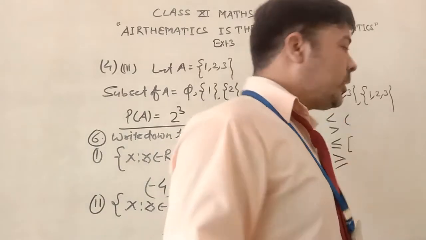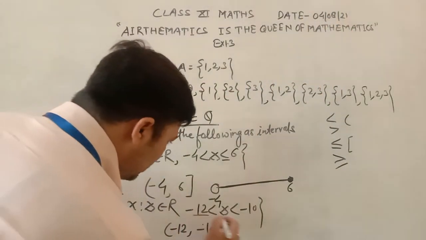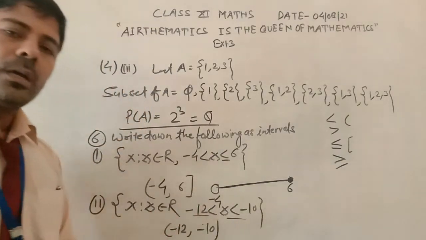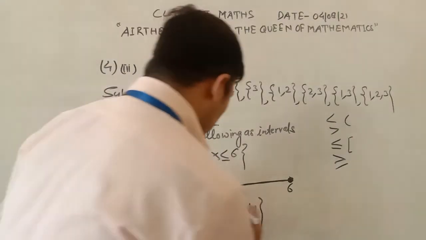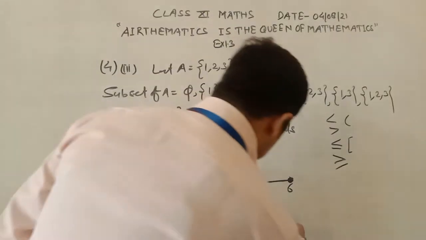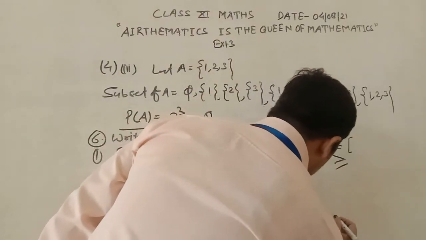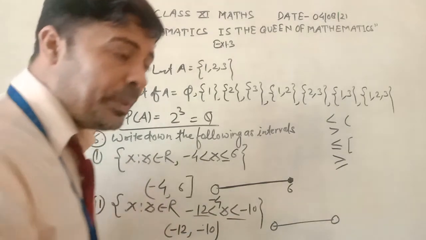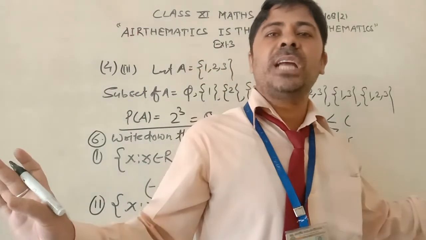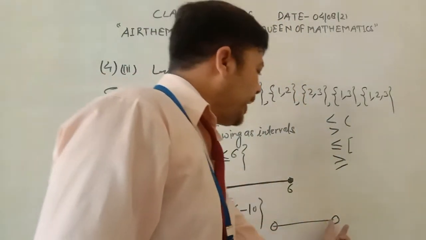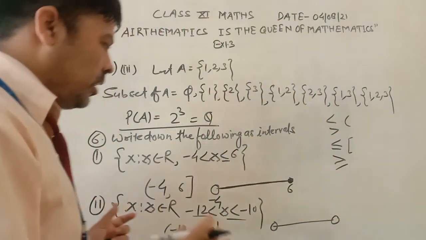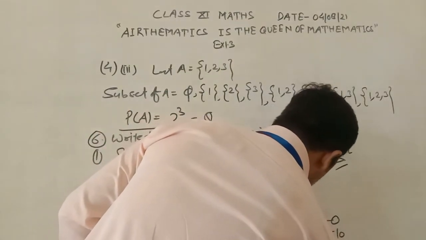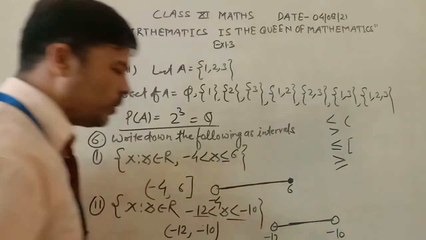Students, if you need to represent this one, since these are strict inequalities, only the open interval is used. If you need to represent it on the number line, the end points are not included. You know that for the open interval the end point is not included, which means you have to make two open circles at the end points, this is -12 and -10, and the part between them is included.